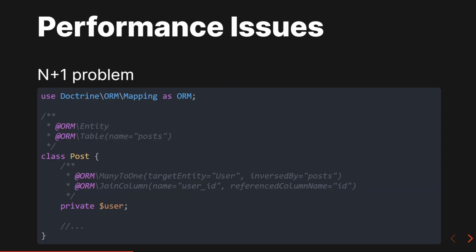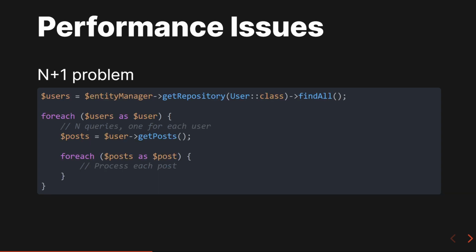Inefficient ORMs can lead to performance issues that are difficult to optimize. For example, the N+1 problem is a common problem when using an ORM. It can happen when an ORM retrieves a collection of entities and then makes additional queries for each entity to retrieve associated data. In this code, for each user, a separate query is executed to fetch the associated posts. This results in a large number of database queries and poor performance.